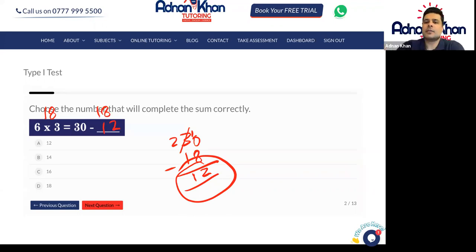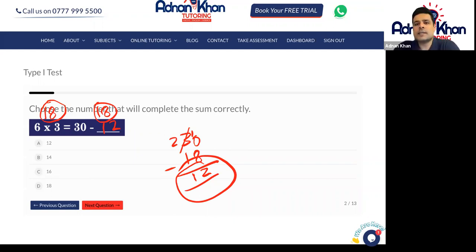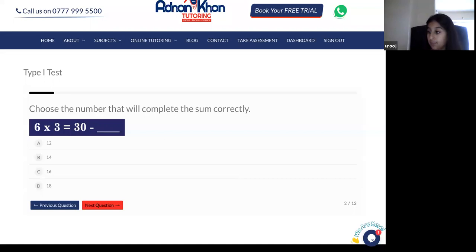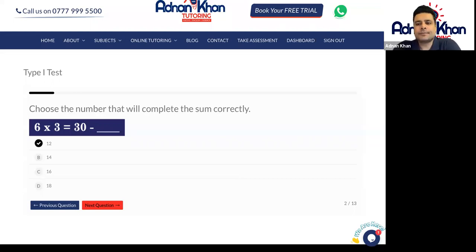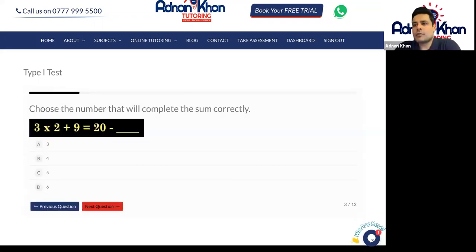So can you see how the equation balances on both sides? So 6 times 3 is 18, and then 30 take away what number is going to give us 18, and that's going to be 12. Okay? Good. So what's going to be our answer? 12. 12 will be our answer. Yeah. Good girl. Well done. Thank you, Ruj. And let's go on to the next question.